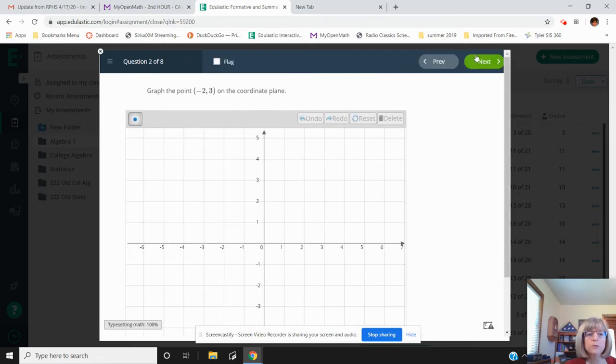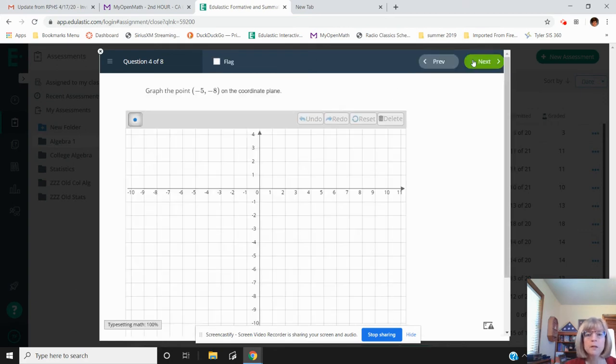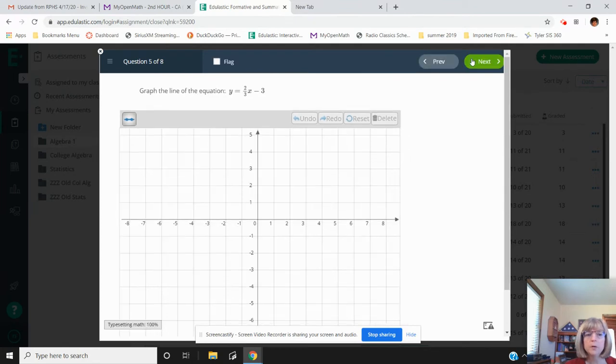For number 2, it looks a little bit different. Instead of having the crayon looking thing that says point A on it, it's got this square over here. But you'll click on the square. The point (-2, 3) means we start in the center at (0, 0). -2 means we go left 2 and up 3, and we'll put our dot, and then we'll move on to the next one.